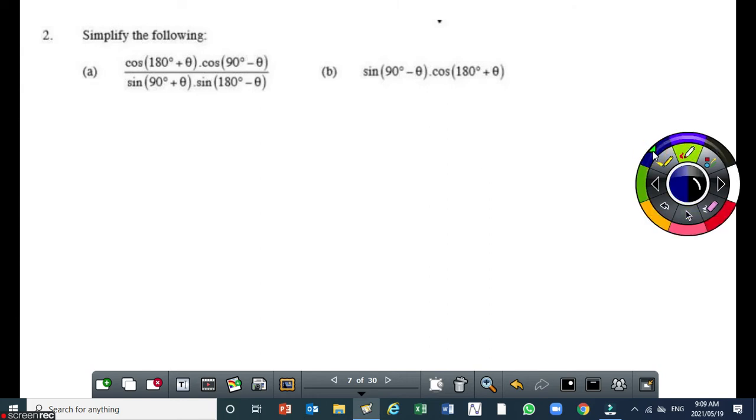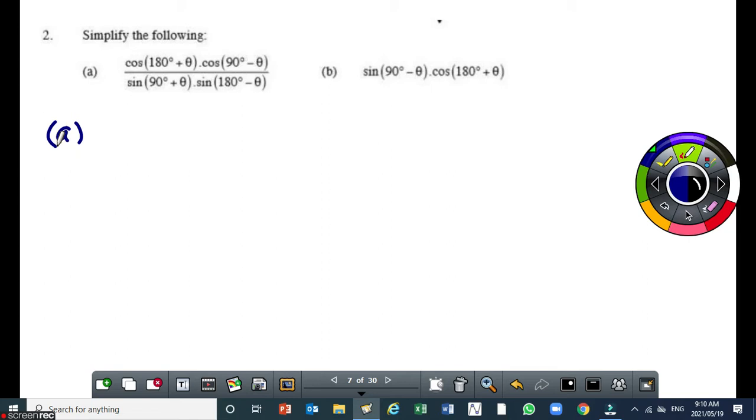Right, so the first question says simplify the following. We have cos(180 degrees plus theta) times cos(90 degrees minus theta), divided by sine(90 plus theta) times sine(180 degrees minus theta). So part A, or 2A, is the application of the reduction formula.